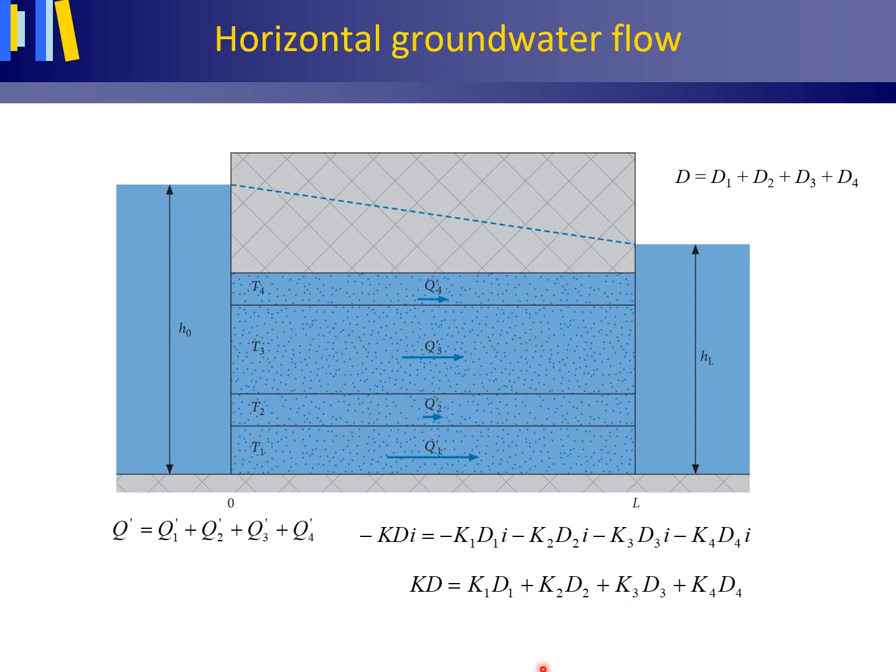Thus, in a confined aquifer consisting of horizontal layers, the Kd value for the aquifer as a whole equals the sum of the Kd values of each layer. This Kd value, in English we call this the transmissivity, in Dutch de Kd-waarde, is a measure of how easily an aquifer transmits water and has the same unit as the volume flux Q prime, that is, square meter per day.